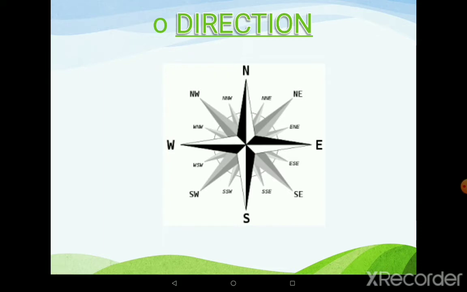You can see the image. There are four cardinal directions: north, south, east and west. Most maps are drawn with the north direction on top of the page. You can find out the major directions with the help of a device called a compass.